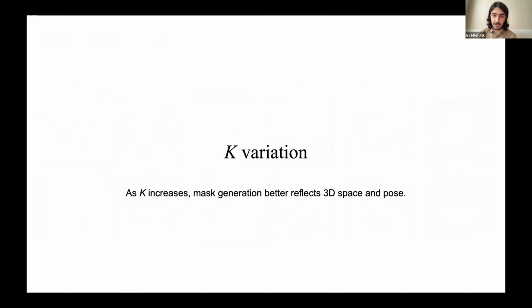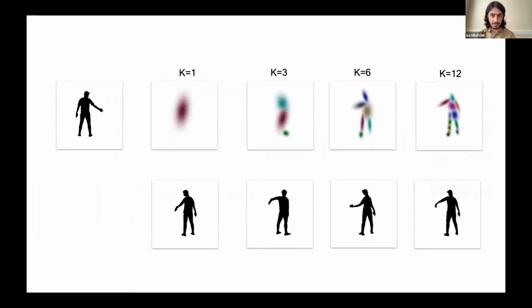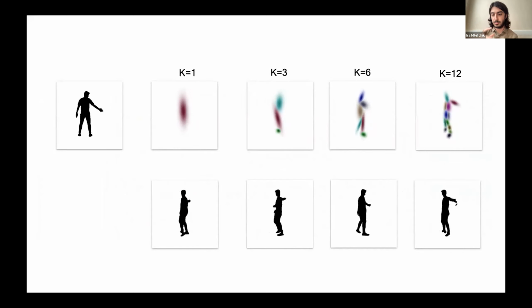So the number of Gaussians in our model is not chosen by the model, it's a hyperparameter. And we can see that increasing the number of Gaussians helps assist the model in generating a more consistent shape across rotations.